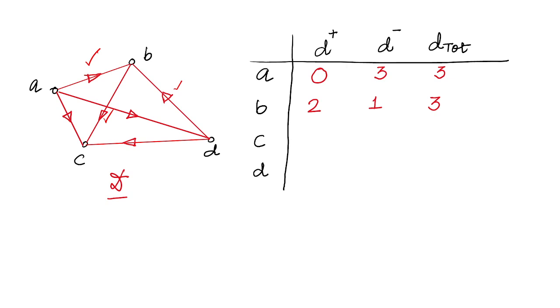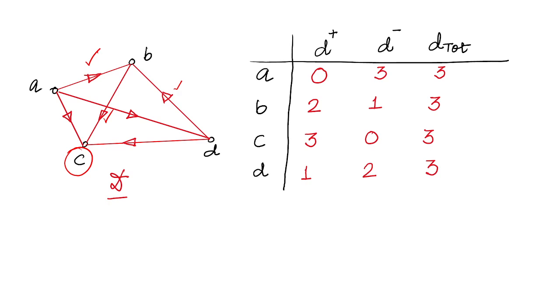Now when it comes to C, 1, 2, 3, all the arcs are coming into this vertex C. So this has in degree 3, out degree 0 since none is going out, so total will be 3 only. Now D. Here we have already seen that 1 is coming in and the rest are going out, so it is 1, 2 and the total is 3.